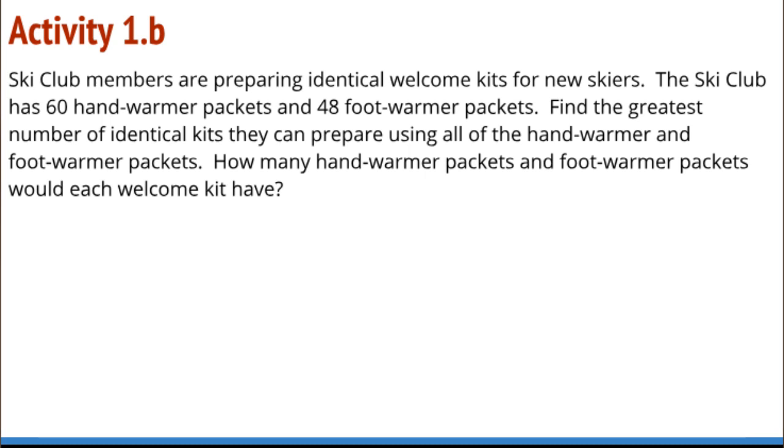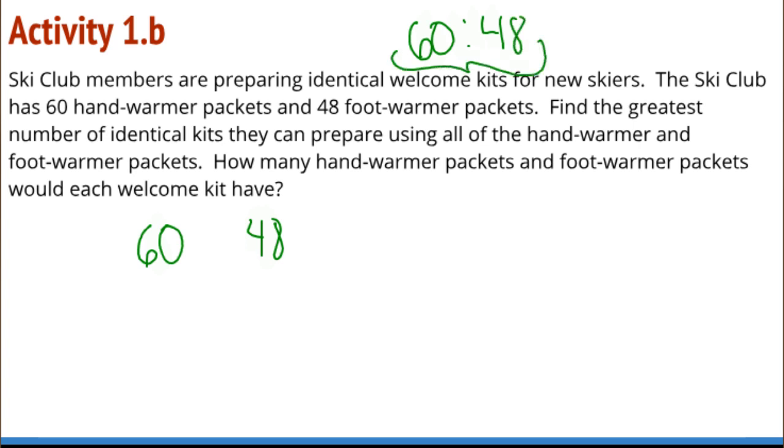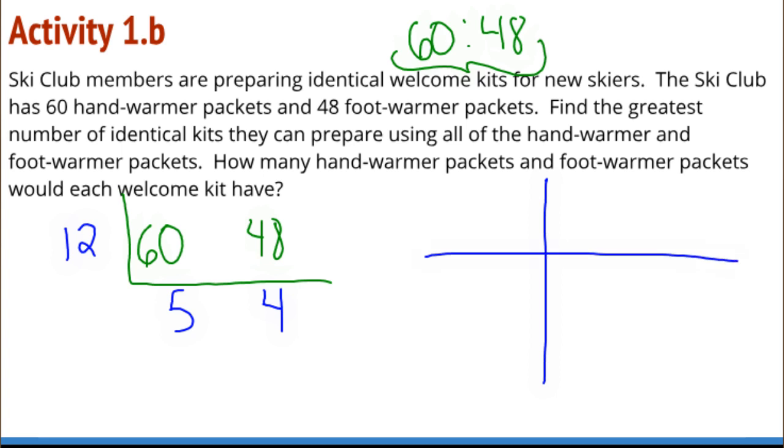So we've got a total of 60 and 48, which means we have a ratio of 60 to 48. If we can find the ratio value here, we can find out how many to put in each of the kits. And we can also then figure out how many kits we can make. So I'm going to take this ratio here and I'm going to scale it down, scale it down using the greatest common factor. Well, these are both divisible by 12. Very nice. 5 and 4.